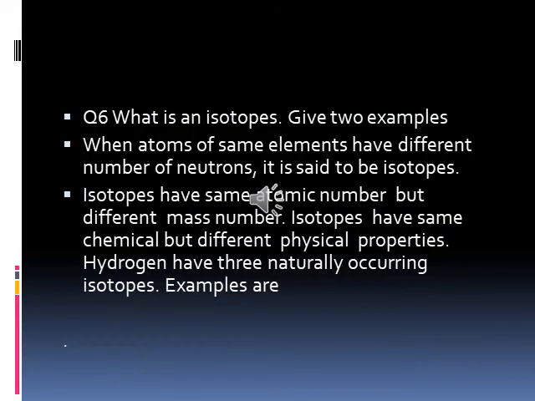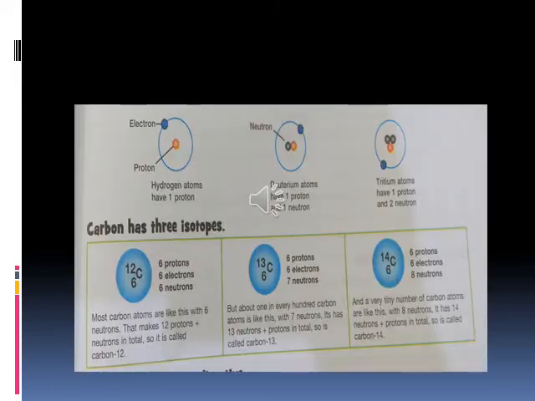Question number 6. What is an isotope? Give 2 examples of elements which have isotopes. In an atom, the number of electron and proton are equal. When atoms of the same element have different number of neutron, it is said to be an isotope. Isotopes have same atomic number but different mass number. Hydrogen has 3 naturally occurring isotopes: protium, hydrogen 1; deuterium, hydrogen 2; tritium, hydrogen 3.